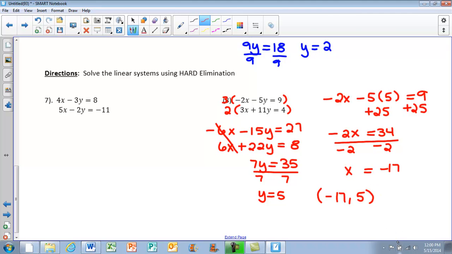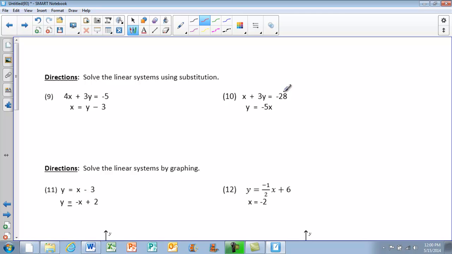Okay, if you guys can flip the page, we're going to take a look at these last few on the second page. Taking a look at number 10 first. Now we are going to solve using substitution. If we take a look, our second equation has already solved for the y. So we're going to take this negative 5x and plug it in wherever we see x into that first equation.